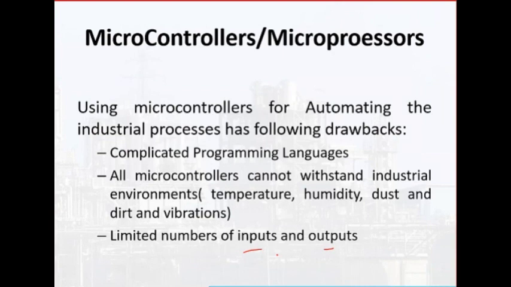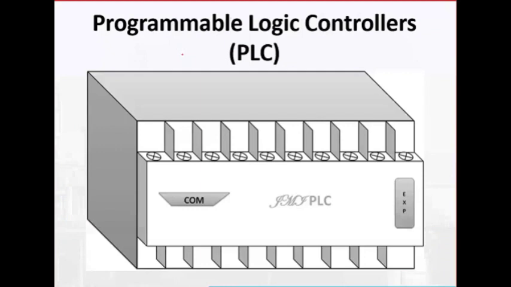So as a solution for these three drawbacks only, we are going for PLC, right? Or we call it programmable logic controller. Sorry, I will cut this and I will rewrite PLC. Okay. Sorry about my handwriting. So we have these drawbacks with the microcontrollers. That's why we are going for PLC to automate industrial processes, right? Or we call it programmable logic controller, or PLC.